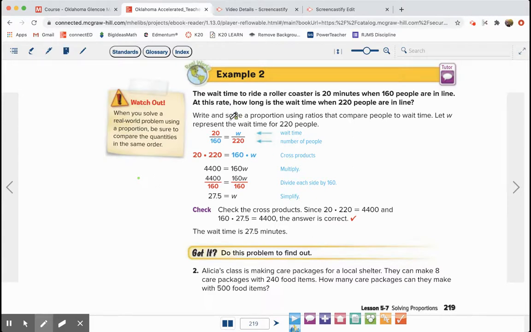So this problem says the wait time to ride a roller coaster is 20 minutes when there's 160 people in line. At this rate, how long is the wait time when 220 people are in line? So we set up a proportion to solve.